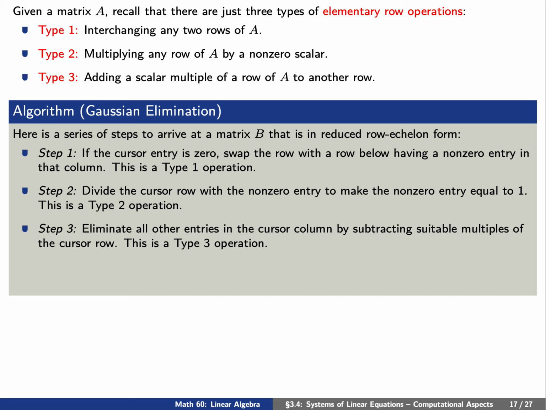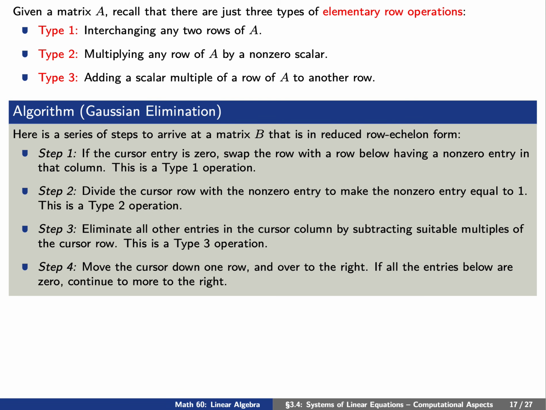This will be a type 3 operation so that now not only do we have a pivot, but we've eliminated all of the other variables from this column. For step 4, now we'll move down one row and over to the right, and we'll repeat this algorithm all over again. Think of this as for steps 1, 2, and 3, we in a sense try to isolate variable x1, and then for step 4, we move on to the next variable, perhaps x2.